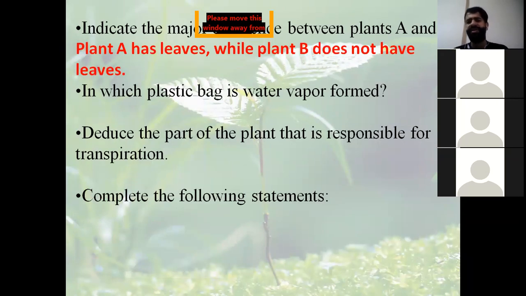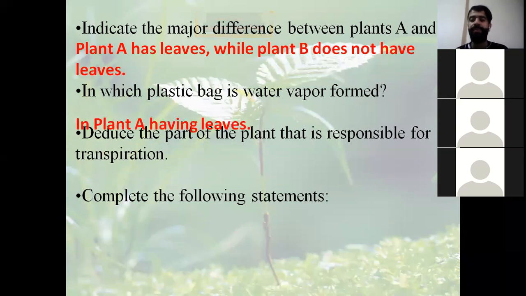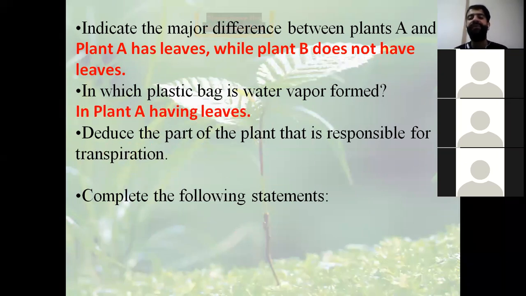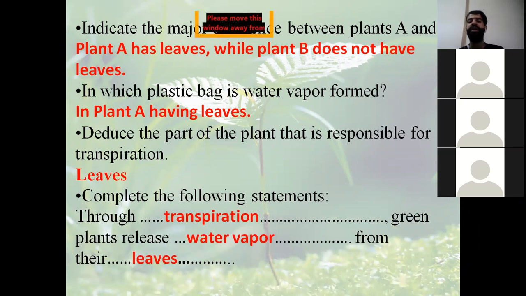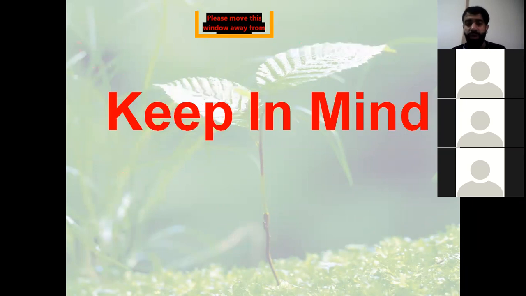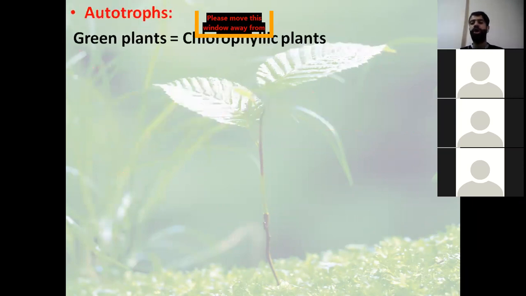So the major difference here, the variable factor, Muhammad, is the difference between the two plants. Plant A contains leaves while plant B does not have leaves. The variable factor is the leaves. In the plastic bag, water vapor is formed in plant A having the leaves. The part of the plant responsible for the transpiration process is the leaves. So during transpiration, green plants release water vapor through their leaves. You have to keep in mind these notes.